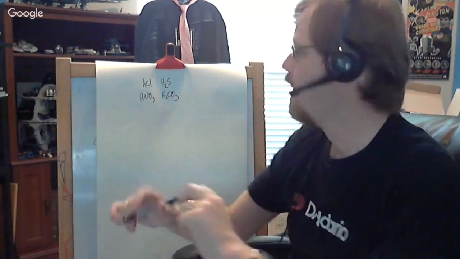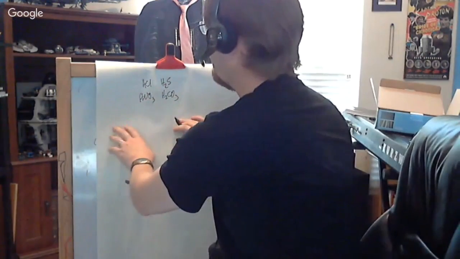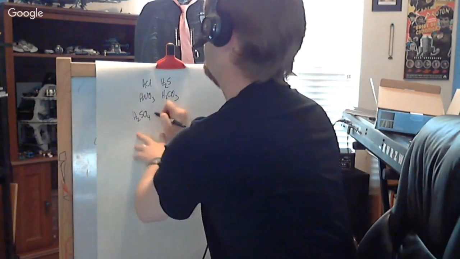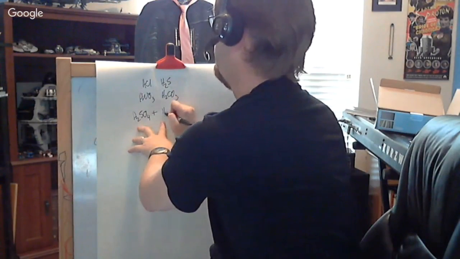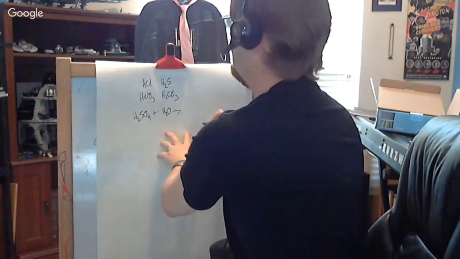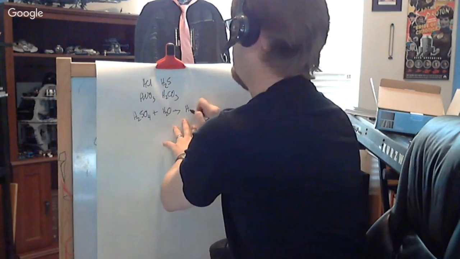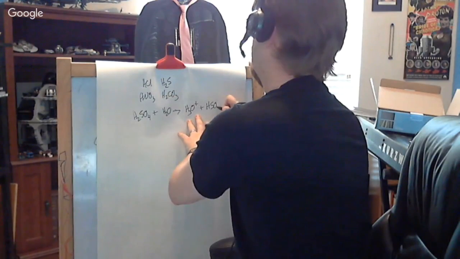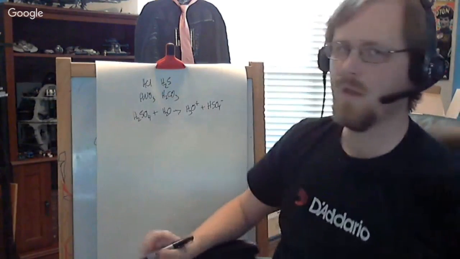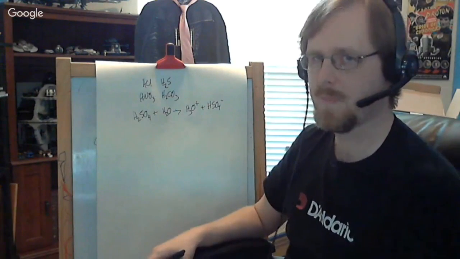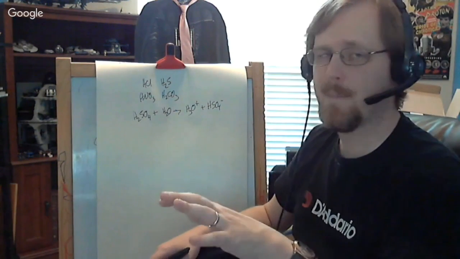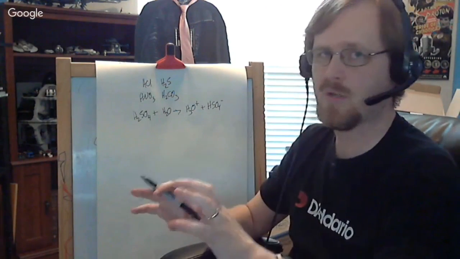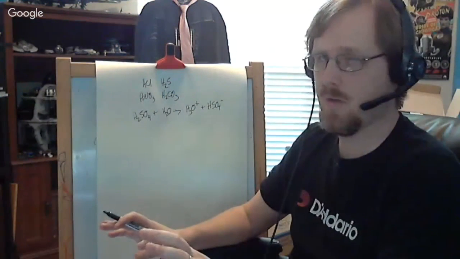Okay, so for example, if we have something like H2SO4 plus H2O, which then gives us H3O and HSO4, like this. Okay, if we have this equation, pay close attention to what's happening to a hydrogen ion. It's all about where the hydrogen is going.